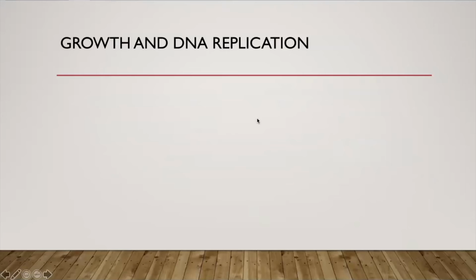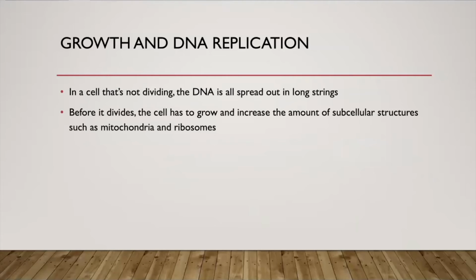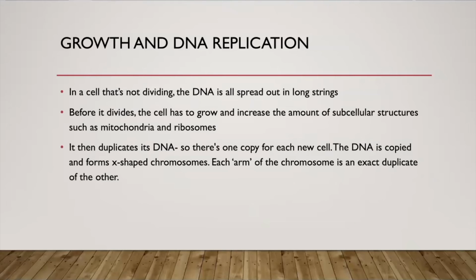In DNA replication, in a cell that's not dividing, the DNA is separated out in long strings. Before it divides, the cell has to grow and increase the amount of subcellular structures, such as mitochondria and ribosomes. It then duplicates its DNA, so there's 1 copy for each new cell. The DNA is copied and forms X-shaped chromosomes. Each arm of the chromosome is an exact duplicate of the other.